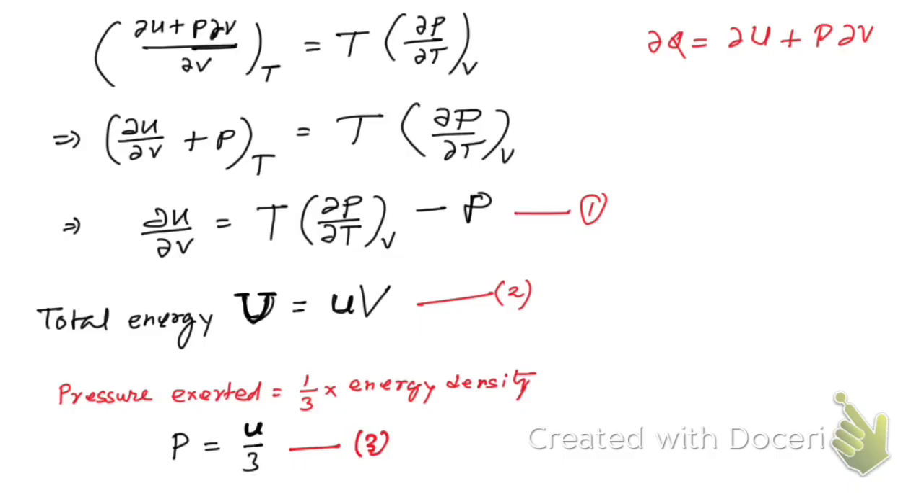Okay, let it be equation number 3. Now let us differentiate equation number 2 with respect to volume V, keeping T as constant.